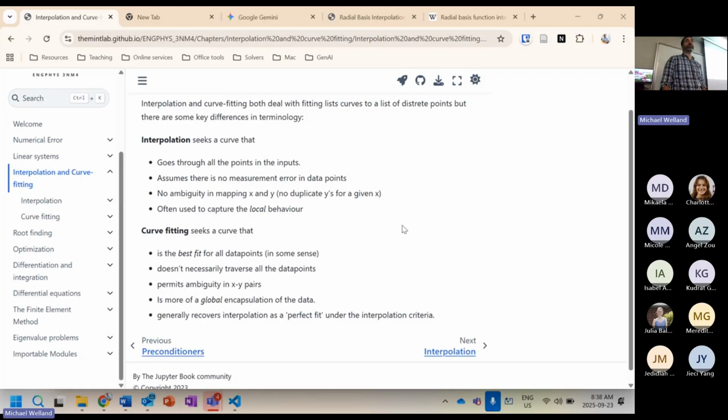Curves do not necessarily traverse all the data points, right? So if you have, let's see if I brought my whiteboard marker today.